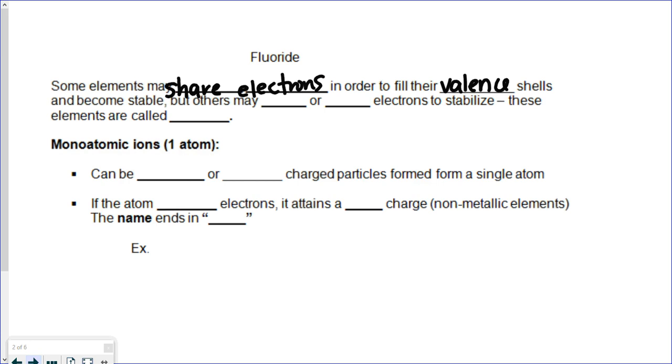So in order to fill their valence shells and become stable, but others gain or lose electrons. We'll talk a little bit more later about sharing electrons, but right now we're really going to be looking at gaining or losing electrons to stabilize. When something gains or loses electrons, these elements become what are called ions. And again, ions are charged species.